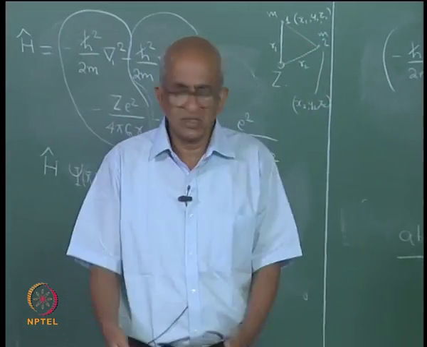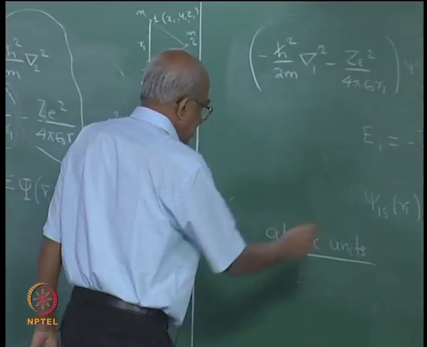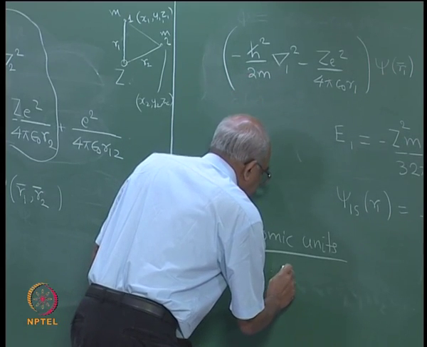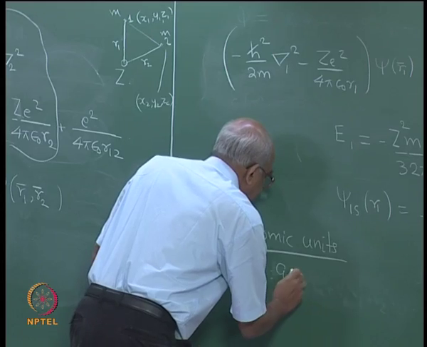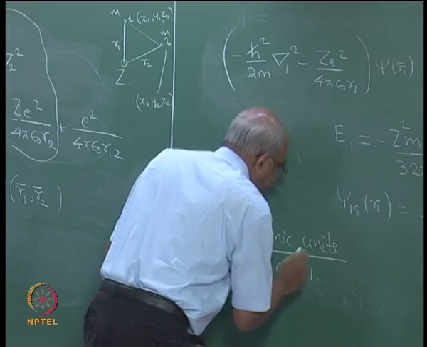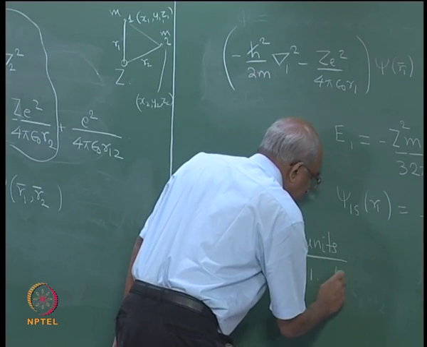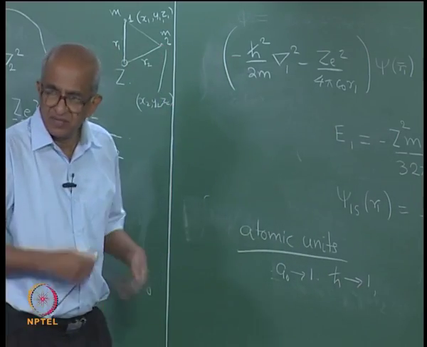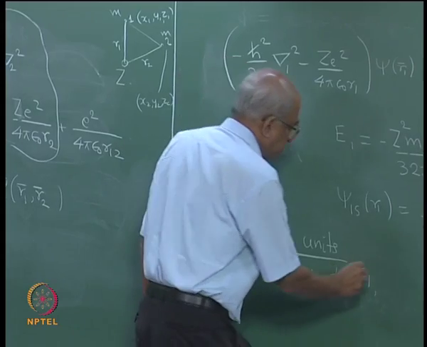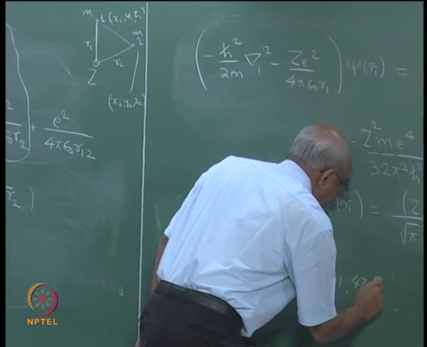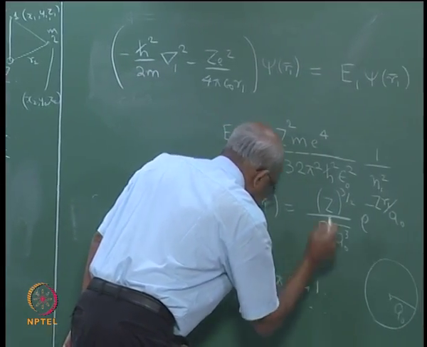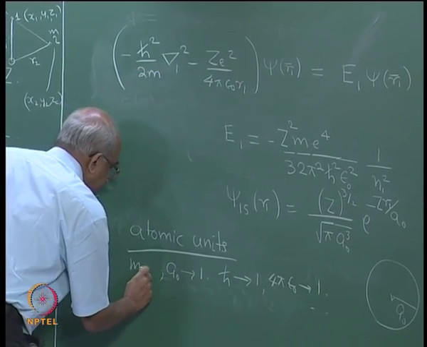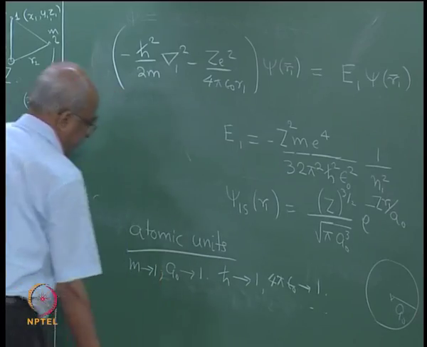The nice thing is that in this system of units, a0 is 1. Interestingly, H cross will have a value unity. Everything actually simplifies. 4 pi epsilon 0 will have a value unity, and as I told you, mass of the electron again has a value unity.